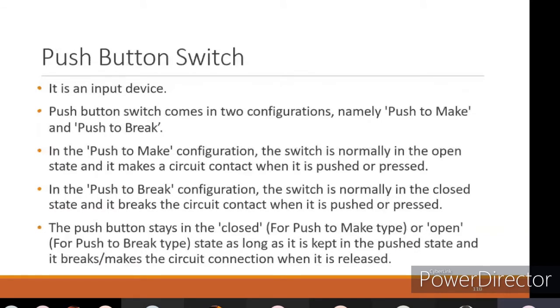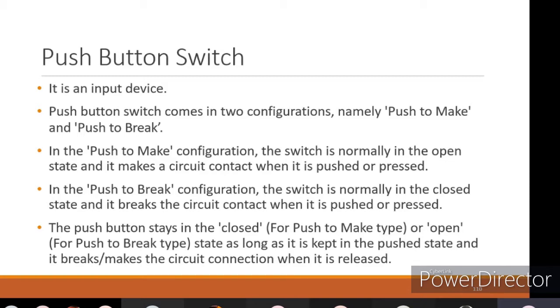Push button switches are input devices. A push button switch comes in two configurations, namely push to make and push to break. In the push to make configuration, the switch is normally in the open state, and as and when you push it, the connection will be made. In push to break, the switch is normally closed, and as and when you push it, the connection will break.